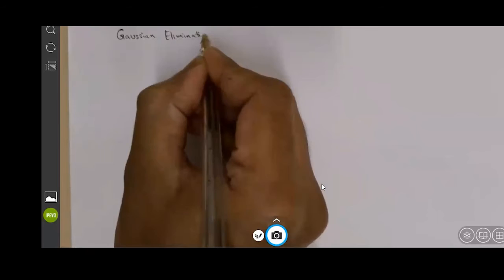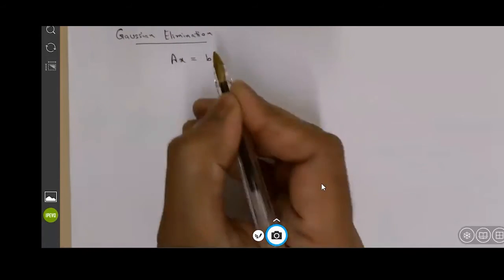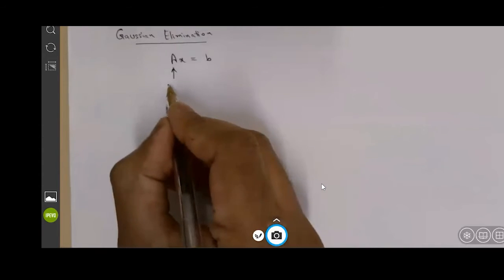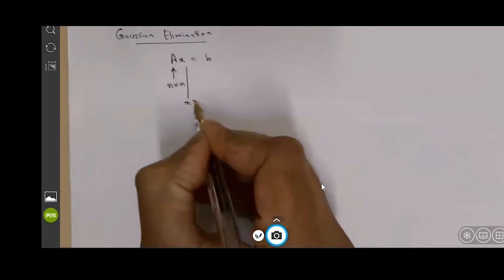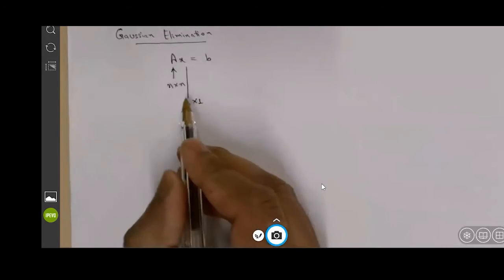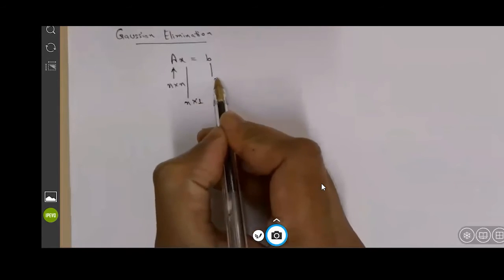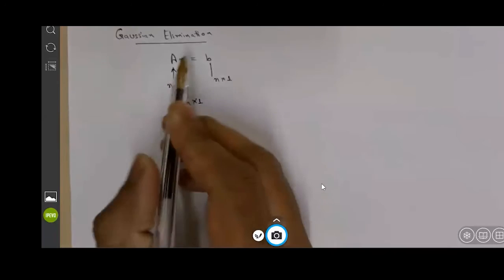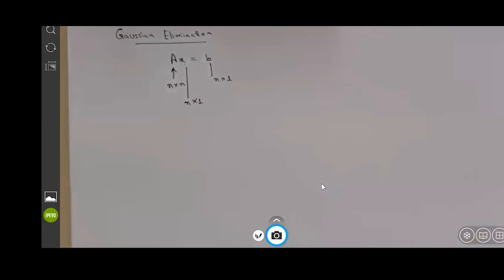In the Gaussian elimination technique, we solve Ax equals B, where A is a matrix, and we are starting with a square matrix, though it need not be square. X is a vector of n rows and 1 column. B is also an n by 1 vector. So B is a vector, A is a matrix, and X is a vector of unknowns. A is the known coefficients. Let me take one textbook example.